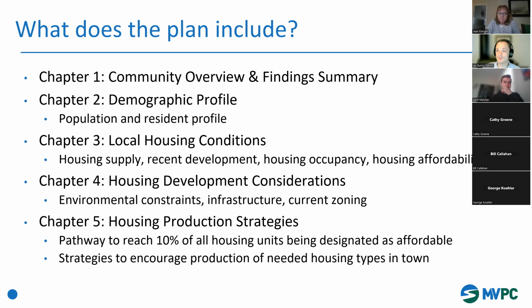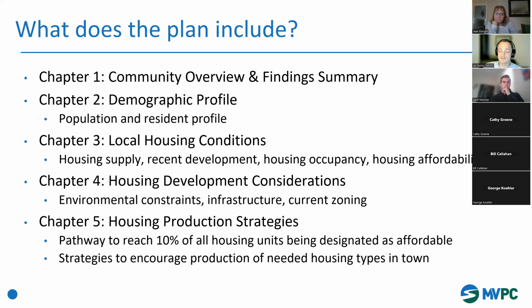So as we've been working through this process and crafting the plan, let's talk a little bit about what the plan actually includes. Going forward in this presentation, I'm going to break down each individual chapter, but just to give you an idea of what the plan looks like, the first chapter is really an overview of what the community looks like, a summary about North Andover as it exists today, and a brief summary of the actual findings of the plan. The second chapter dives into the demographics of the town and some different population and resident profiles using census data.